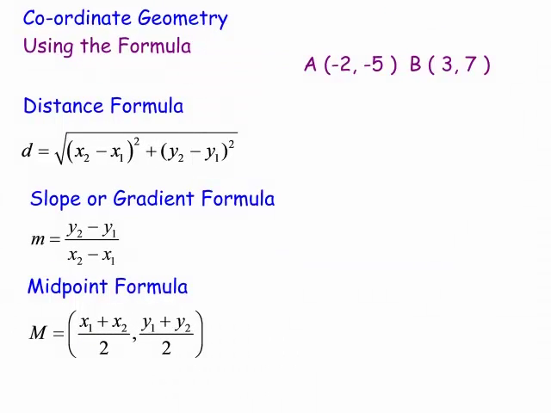Today we are looking at using the coordinate geometry formulas: the distance formula, the slope or gradient formula, and the midpoint formula. On just a little example, A here is (-2, -5) and B is actually (3, 7).